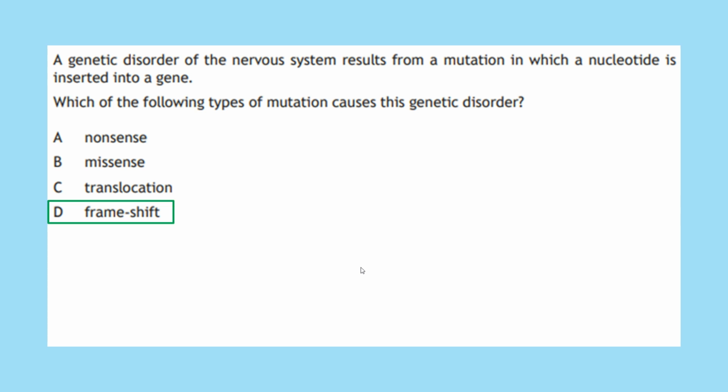The correct answer is D. So it tells us it's an insertion, and insertions lead to frame shifts. Okay, nonsense and missense result from substitutions. Translocations are chromosomal mutations, which will be discussed in a different video. So both insertions and deletions lead to frame shifts.